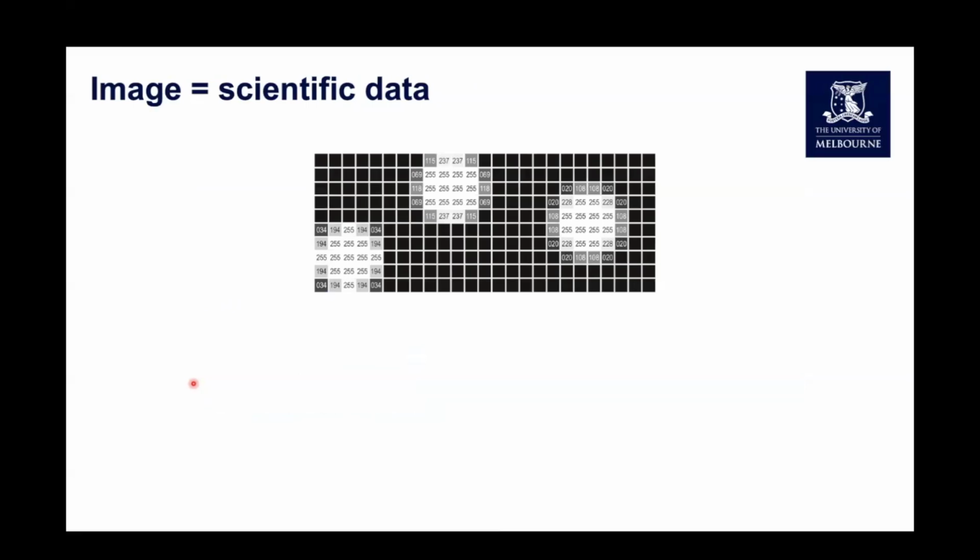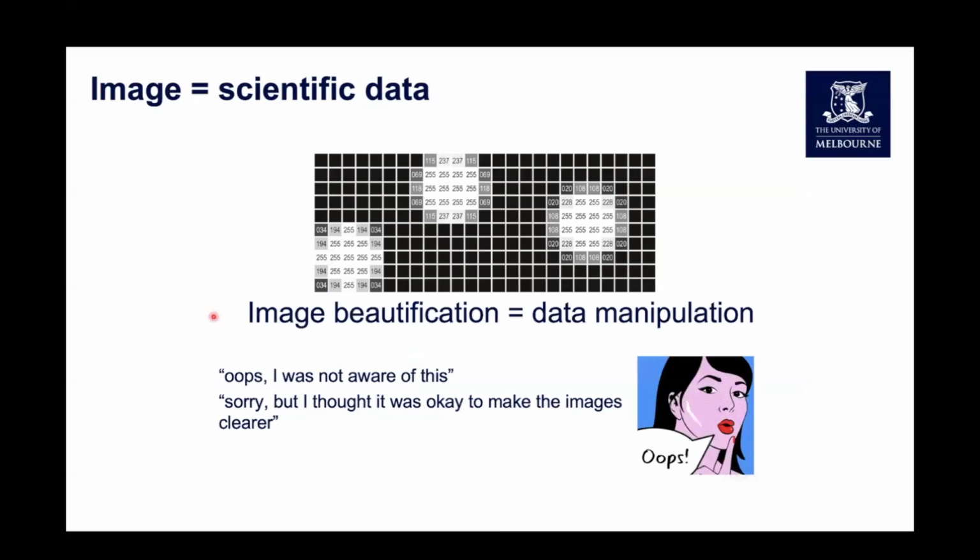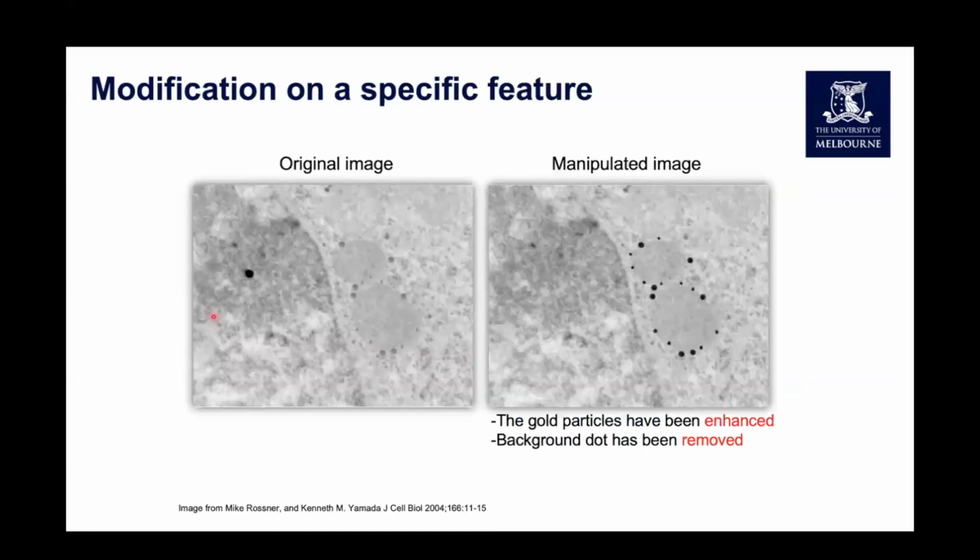Okay, we touched on this a little bit at the start, but again, although we're creating an image, it's essentially an Excel spreadsheet of numbers, which means it's scientific data. So any modifications you're making to that image can also be seen as being data manipulation. And it's not good enough nowadays to say, oops, I wasn't aware of it, but I thought it would be okay. So what we're going to do over the next few slides is show a few examples of what not to do, and hopefully that'll highlight how you should be behaving.